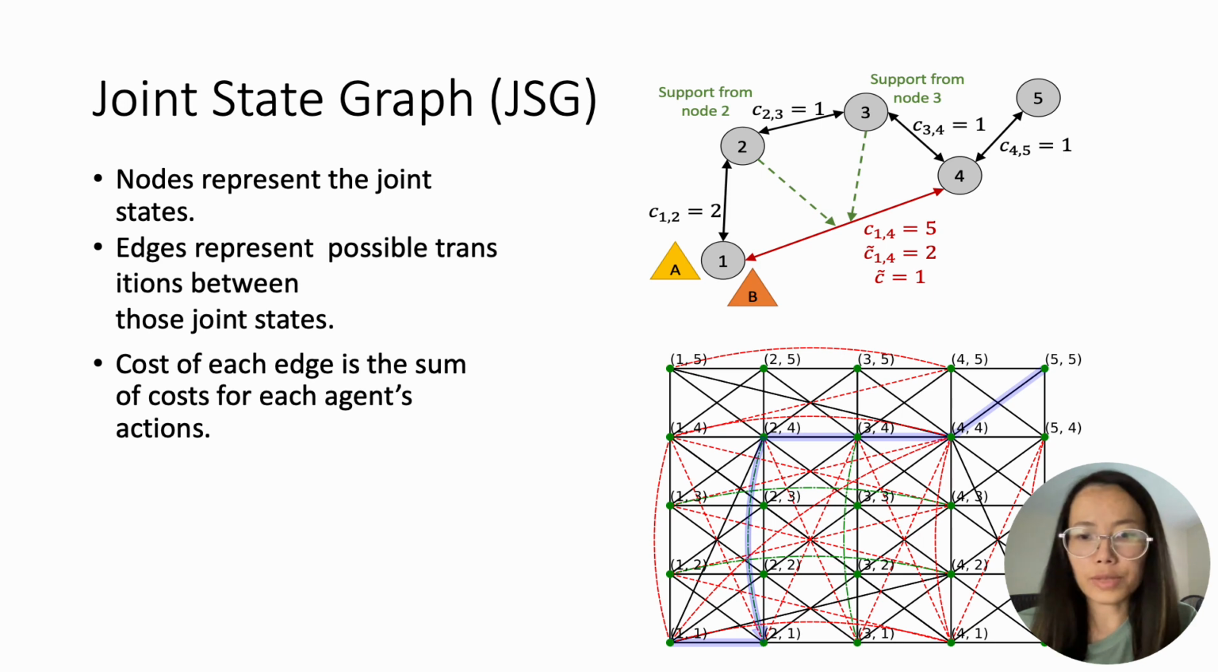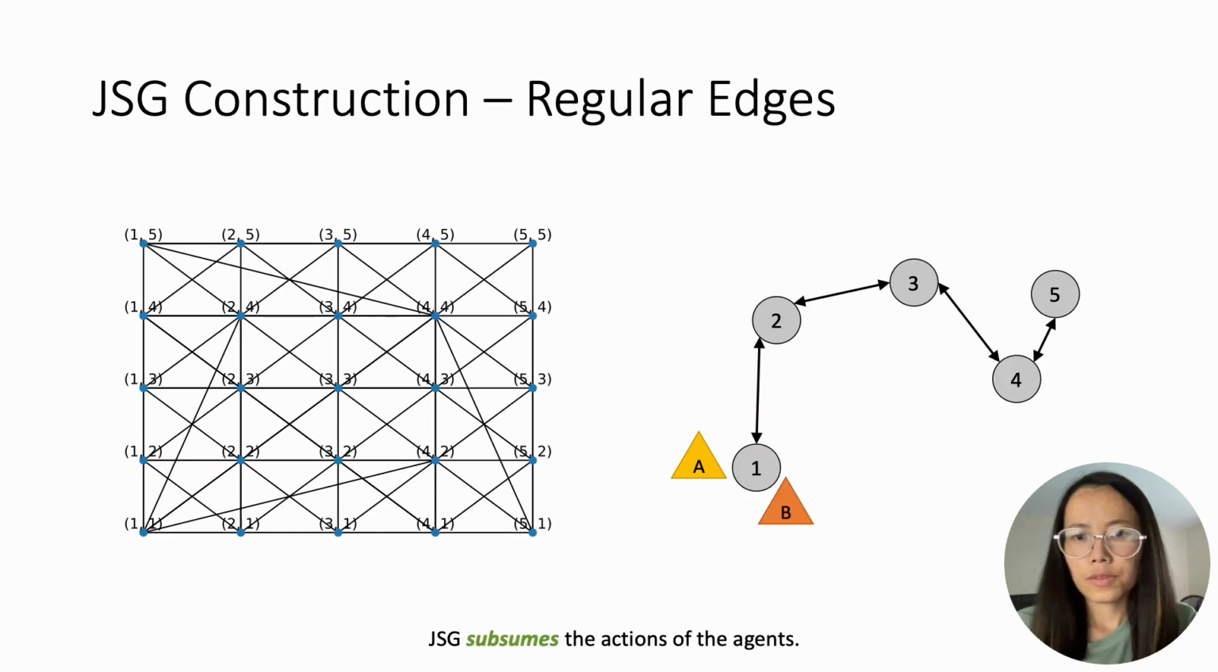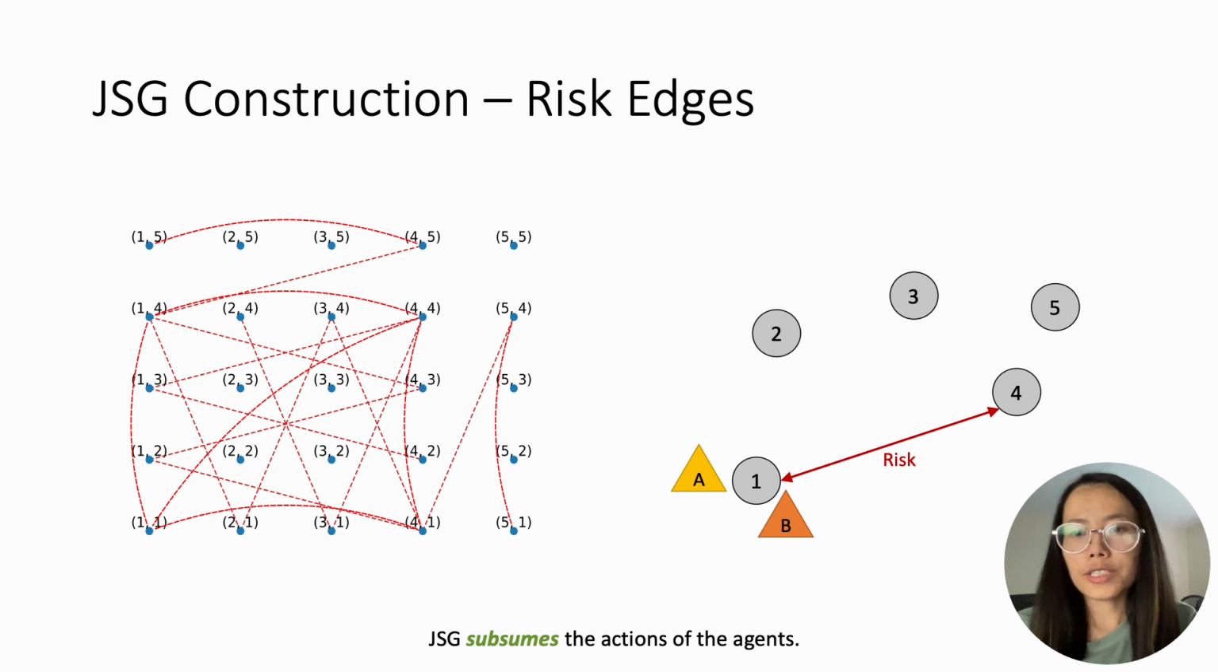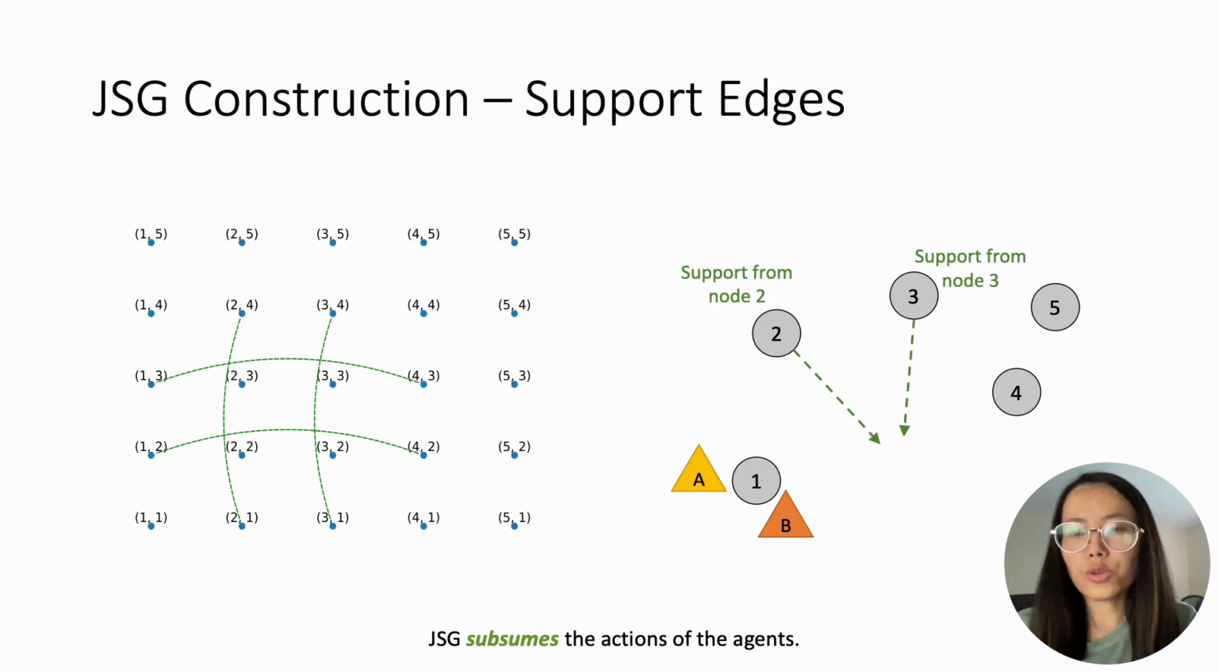JSG has three kinds of edges: regular, risk, and support edges. While JSG regular edges have the original edge cost, risk edges have a high cost if the robots traverse through them. Support edges, on the other hand, have a reduced cost due to the support from a teammate.